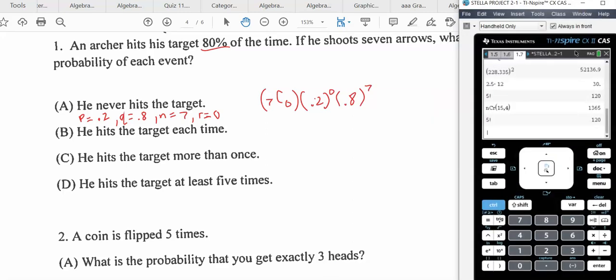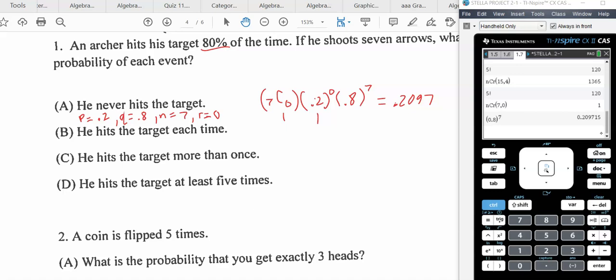So you get your calculator out. You go NCR 7, 0. Curious what that is. Oh, that's just 1, right? Anything to the 0 is 1. So we end up just having to do 0.8 to the 7th. 0.8 to the power of 7. So the answer should be 0.2097.